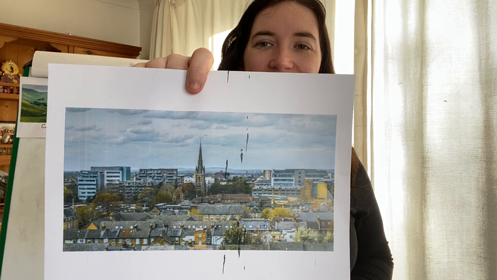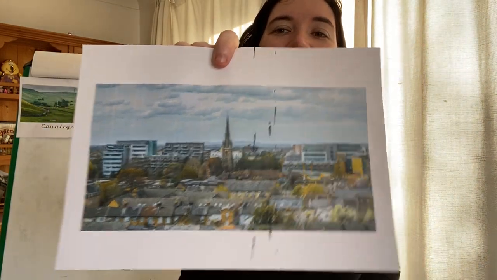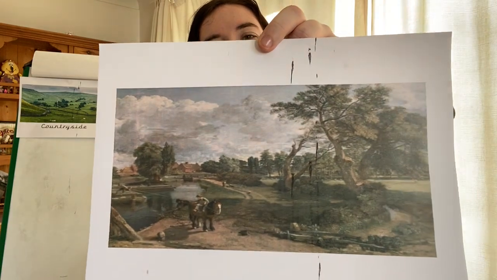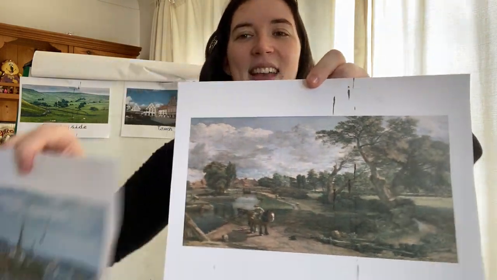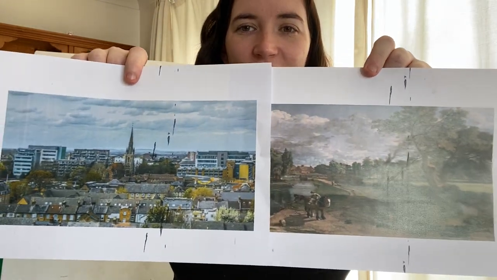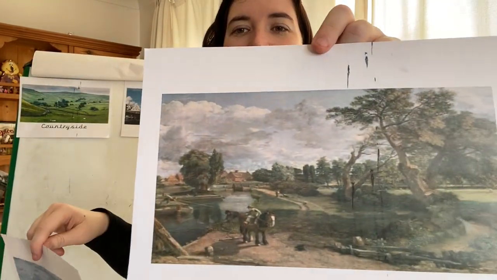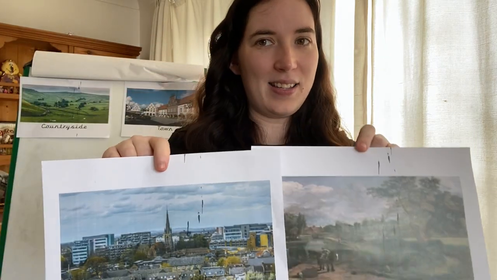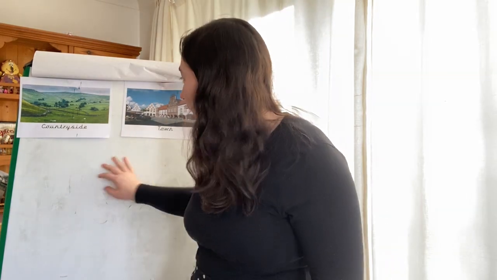This picture is the town. So if you guessed that Slough was the town, you're correct. And this picture is the countryside. If we put them next to each other, they do look very different. I don't see a lot of buildings in this picture, and I don't see a lot of grass in this picture. Let's work together to sort out some of the features of towns and countrysides into our table.